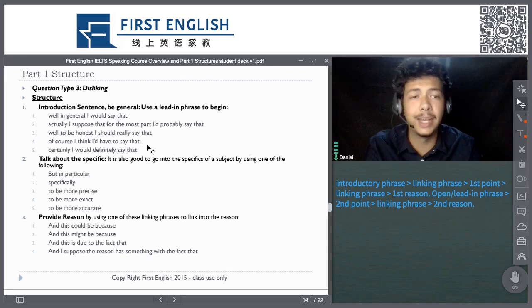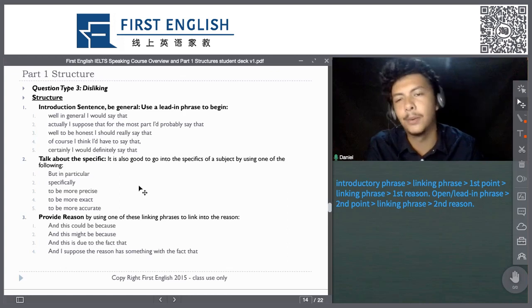You would obviously answer the question, I do, or I totally detest fast food. Then obviously we're going to lead in or use a linking phrase to talk about the specific. But in particular, I particularly despise McDonald's. Or, you don't have to use a particular example. You could say a style of food, hamburgers, or so on and so forth.